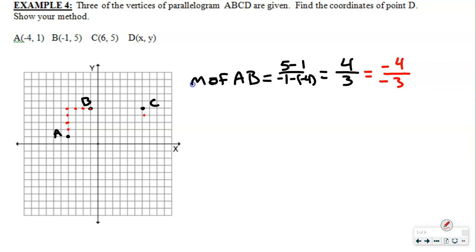So I count down 4, 1, 2, 3, 4, and left 3, 1, 2, 3. And so I know my point D is right there. And then I just need to count and see what it actually is. It's 1, 2, 3 to the right. So my x value is 3, and it goes up 1. So the point for point D is 3, 1.